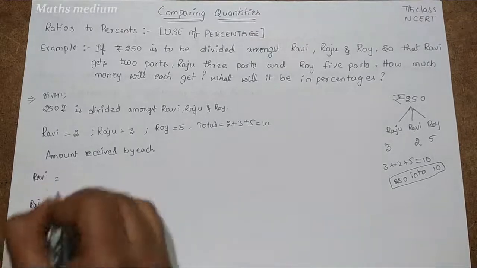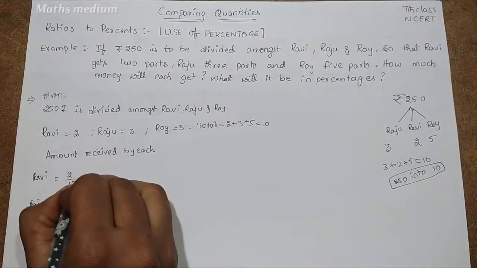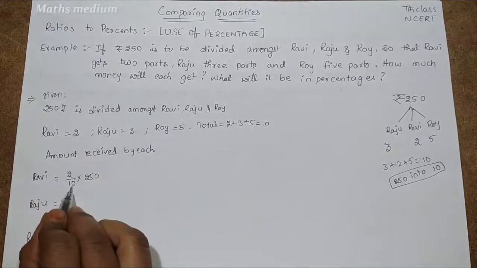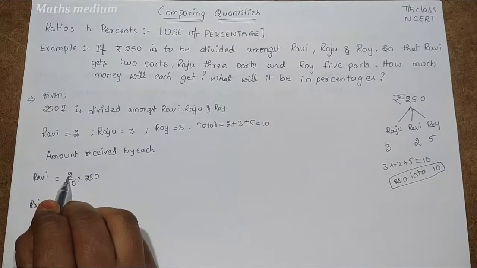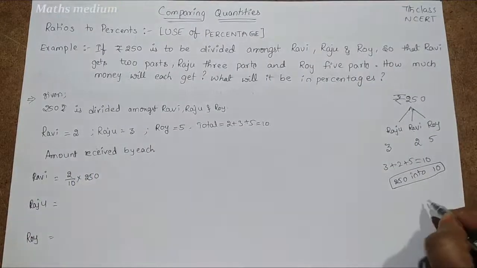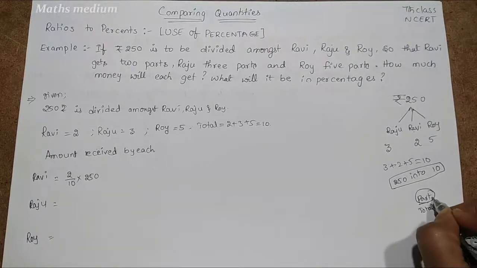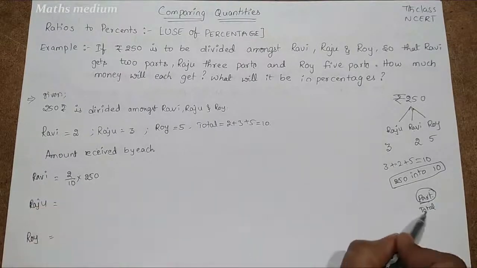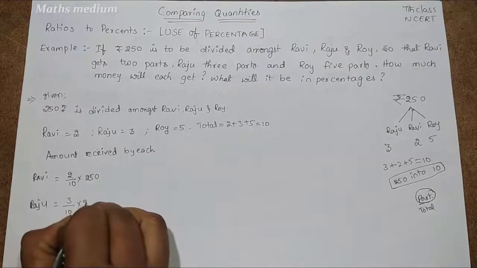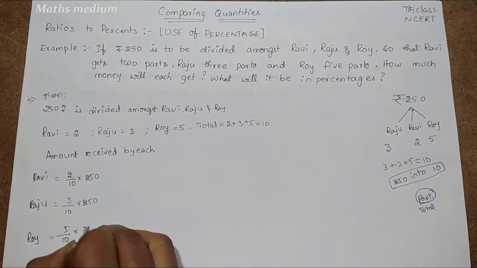Okay. Now take Ravi, 2 by 10 of how many? 250 rupees. See, this is the total and this is the part, right? How are we going to represent a fraction? Part over total, right? So here also the part taken by Ravi is 2 and total is 10, right? That's why. Here also same: 3 by 10 into 250. Here also 5 by 10 into 250.